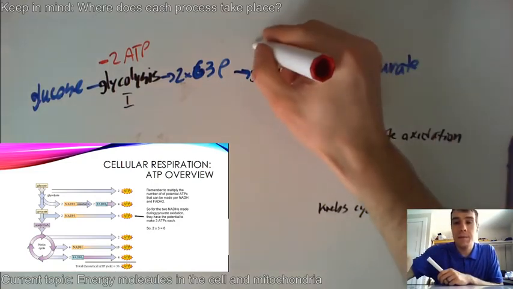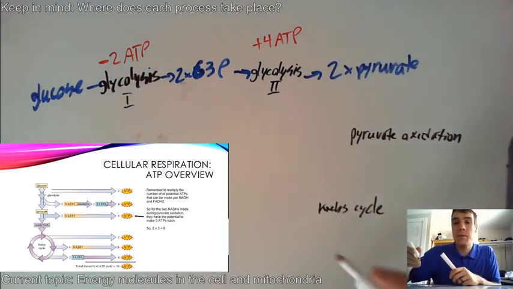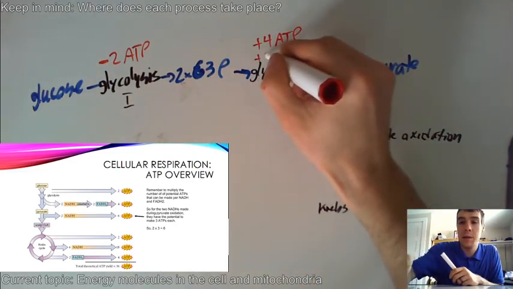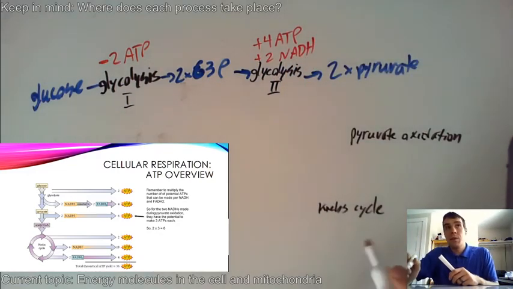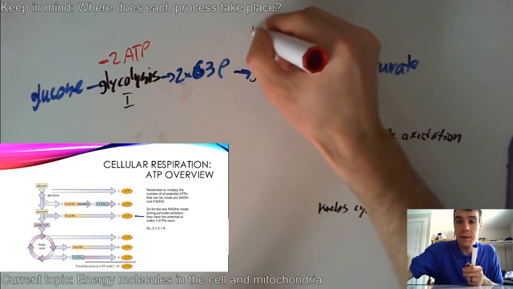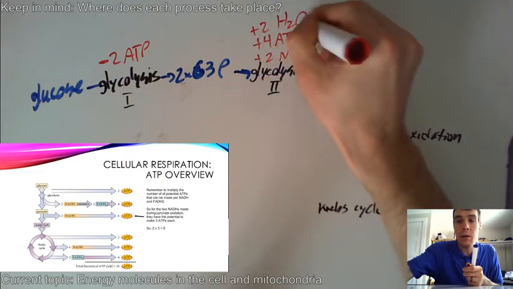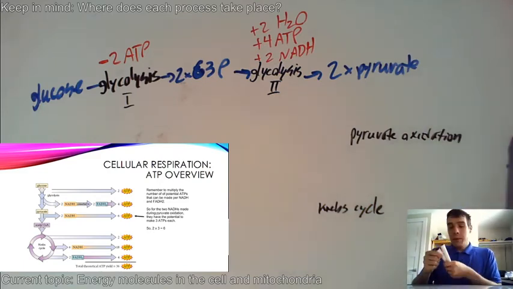And it's a payoff phase because we make 4 ATP. We also, at the same time, make 2 NADH, which will go off into the oxidative phosphorylation later when we're talking about ATP synthase. And we make 2 waters as well as part of this process. That's the payoff phase. So two pyruvates come out.